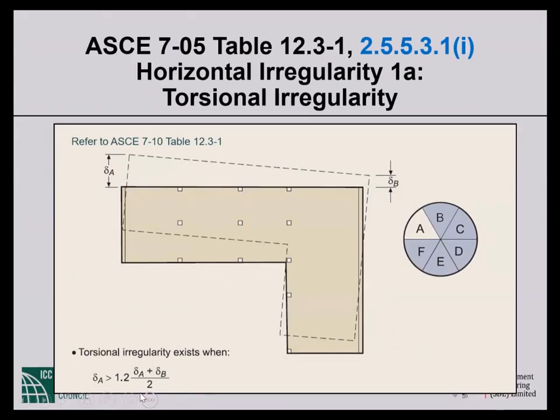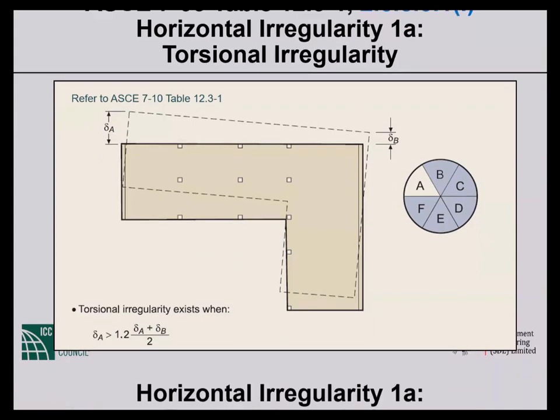This is another picture saying exactly the same thing. Okay, delta A is the maximum deflection, delta B is the minimum, average is delta sub A plus delta sub B divided by 2. If the maximum is larger than 1.2 times the average, we have a torsional irregularity. That's type 1A, torsional, not extreme torsional.